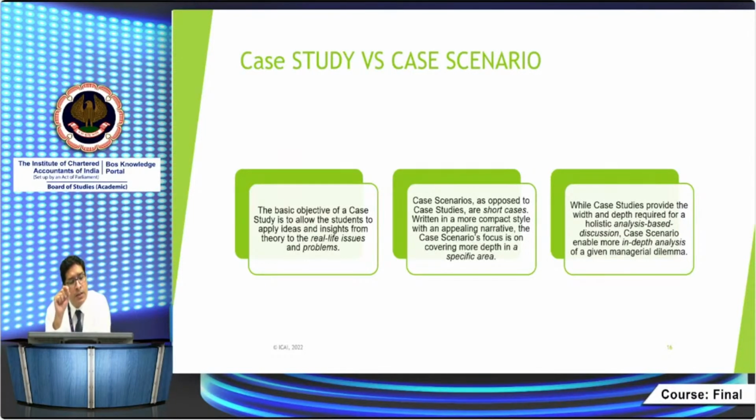Case studies allow the students to apply ideas from theory to real life issues. You have to apply the concepts learned through your study material, practice manual, case study digest, RTPs, and so on in your problems.